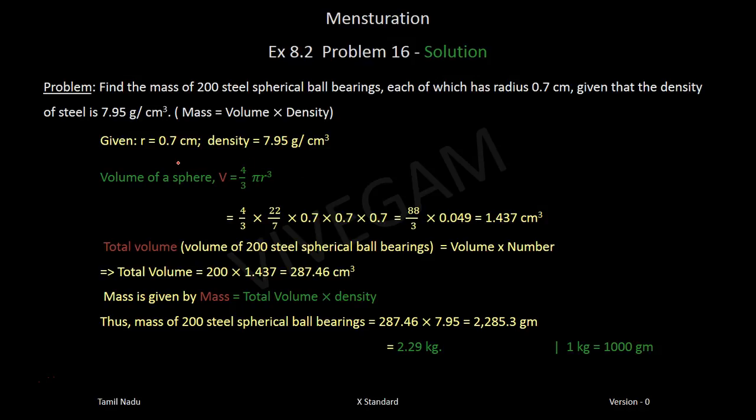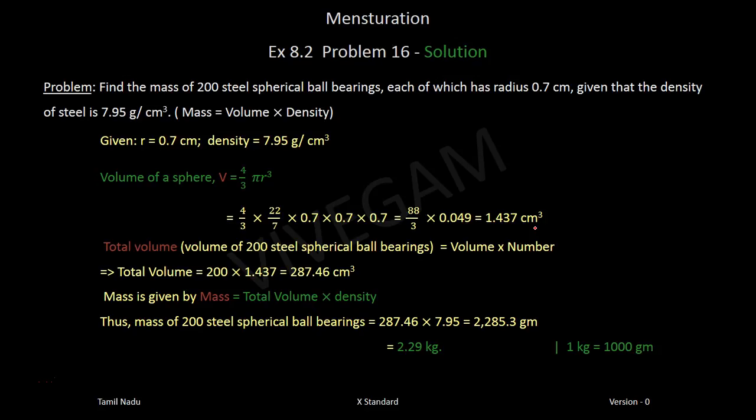Here we go, the solution. Given radius equal to 0.7 centimeter, density is 7.95. Volume V equal to 4 by 3 pi r cube. Substitute 4 by 3 into 22 by 7 into 0.7 into 0.7 into 0.7. So this is 4 into 22, 88, 88 by 3. 0.7 will go 10 times. So 0.7 into 0.7 is 0.49. That divided by this 10 will get you 0.049. When you multiply and simplify it, you will get 1.437 centimeter cube. This is the volume of one spherical ball.